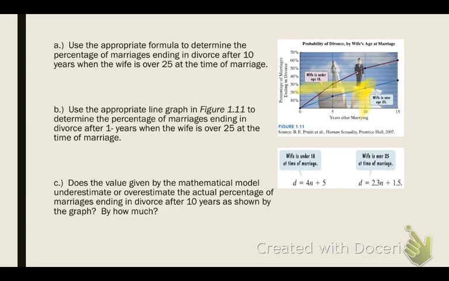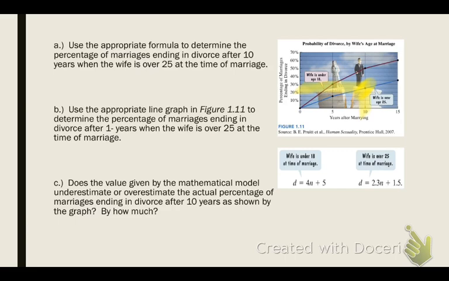Same way, use the same graph to determine the percentage of marriages ending in divorce after 1 year when the wife is over 25 at the time of marriage. So, same line. Now, in this case, we don't have an actual value for 1 year. We have it for 5. So we may not be able to use the graph. You can probably guess or have a pretty decent idea.